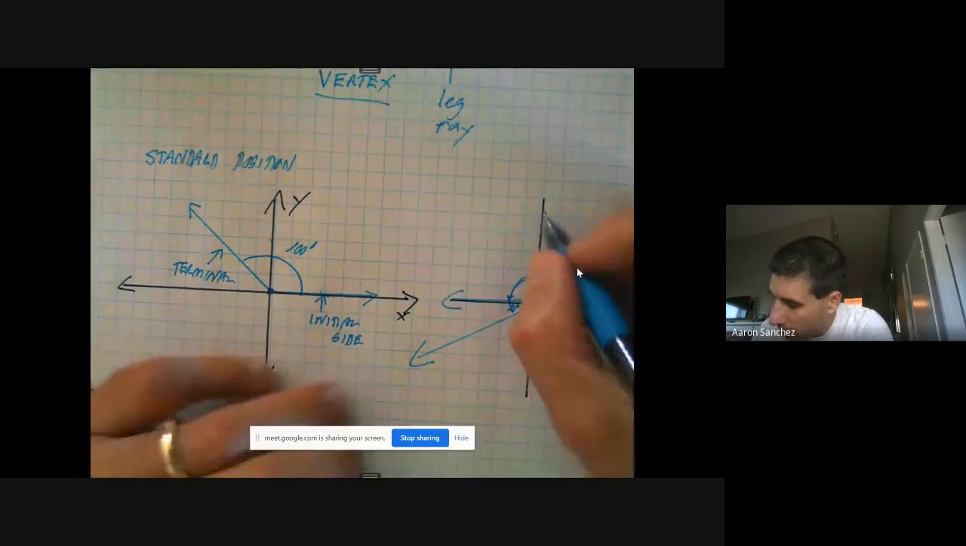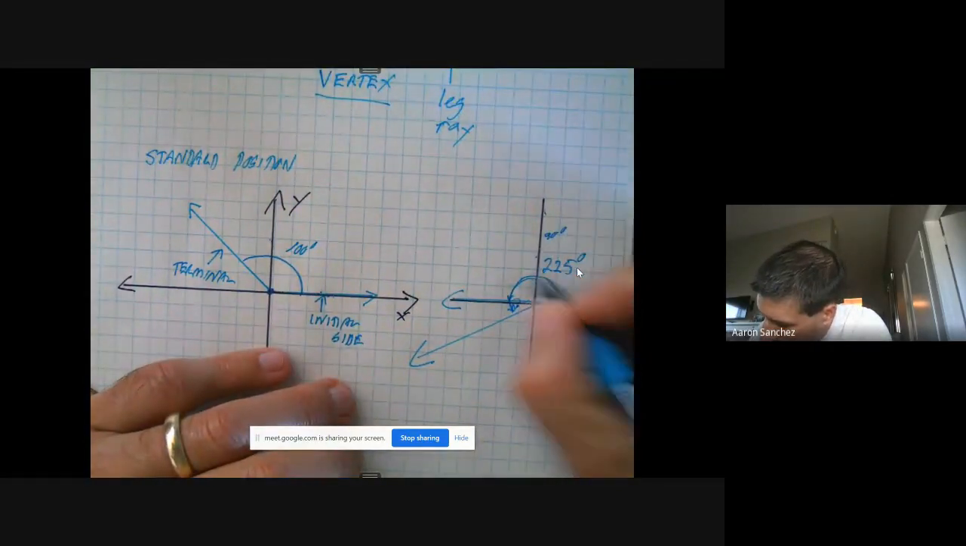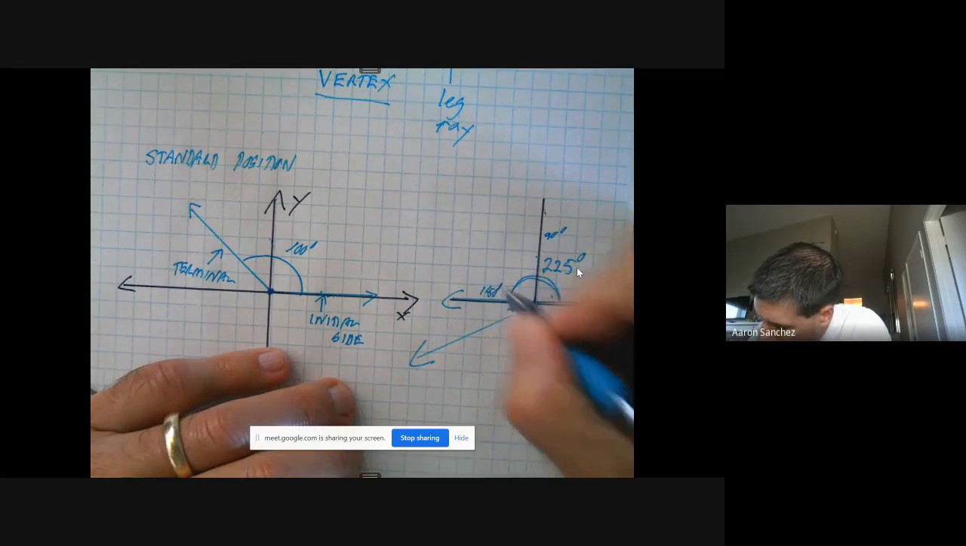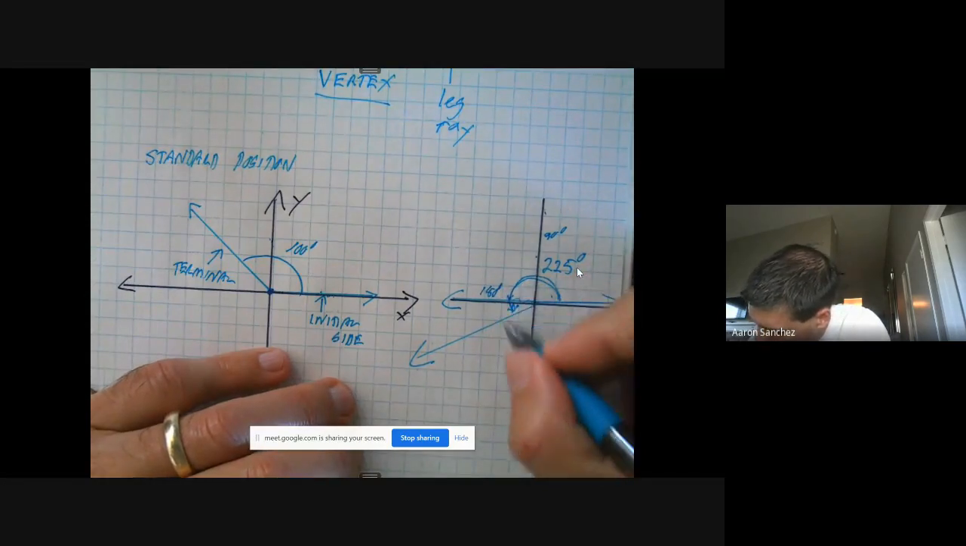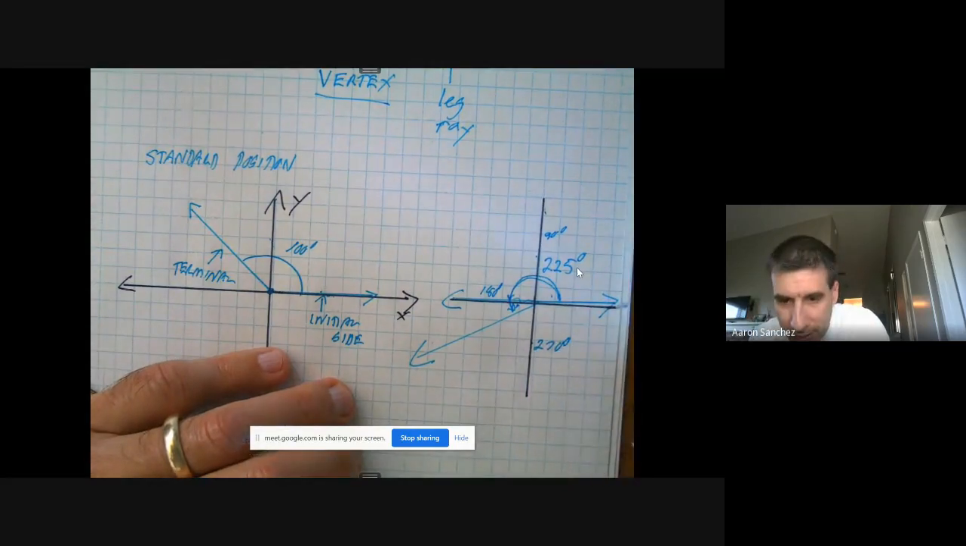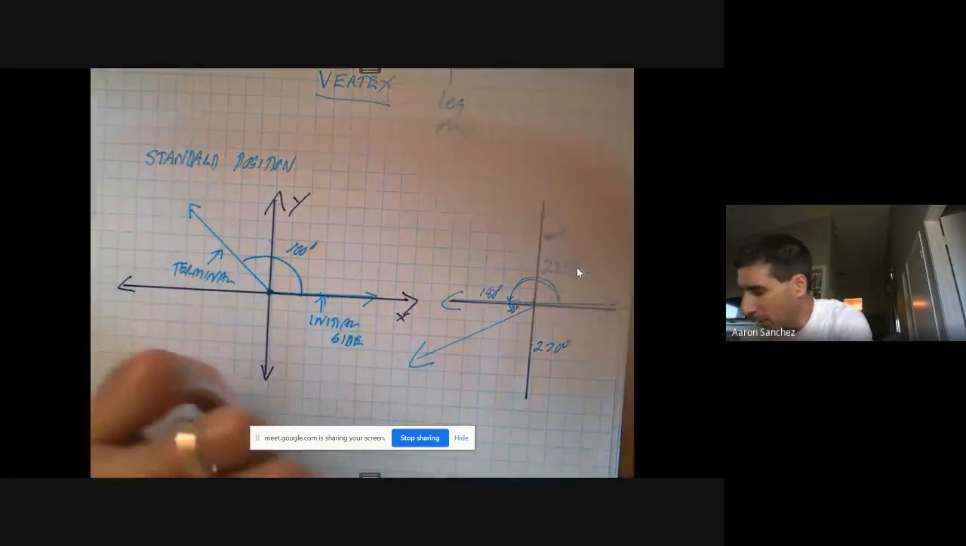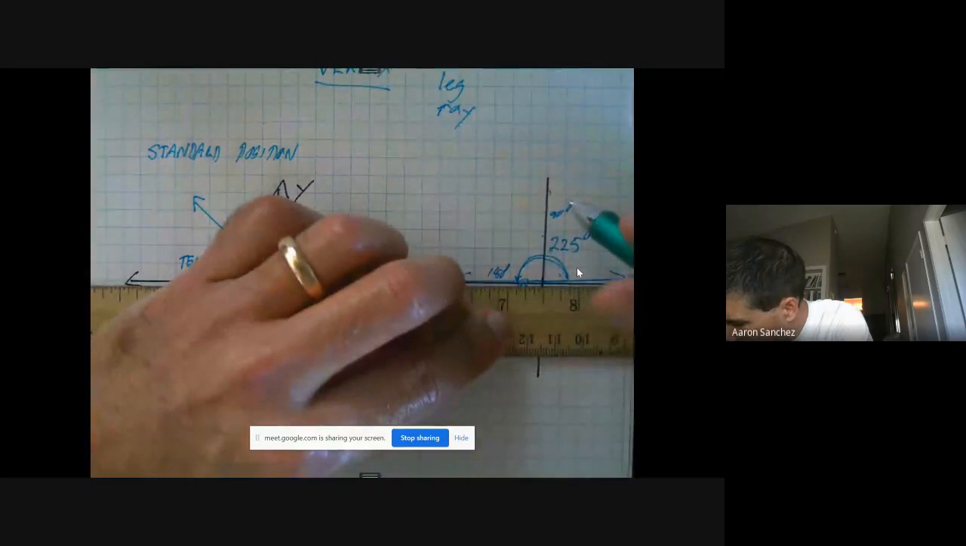So guess what? From here to here is 90 degrees. From here to here is 180 degrees. From here all the way around to here, that's going to be 270 degrees. 90 plus 90 plus 90. And so what that would look like, let's do that in green. 270-degree angle. Can you see with all these angles here?